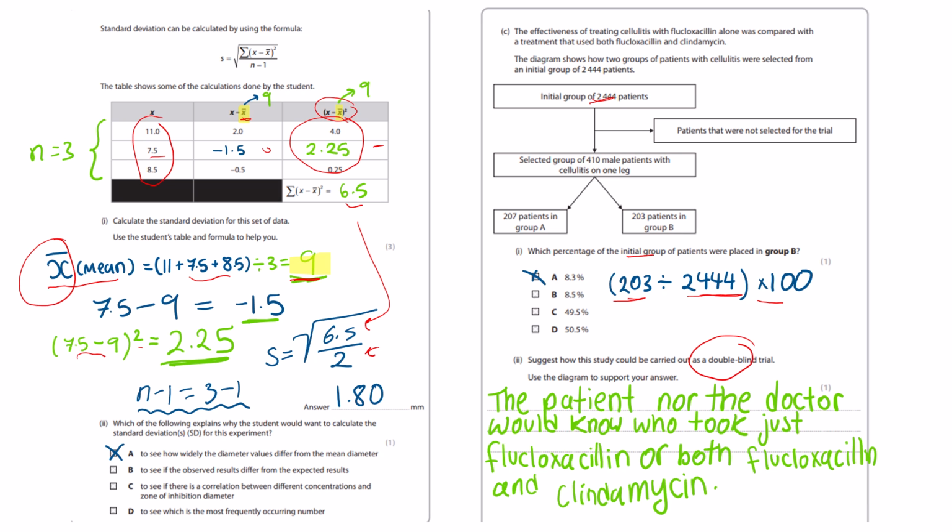Now, in the mark scheme, you are not allowed to say who took the medicine and who did not. You need to specifically write down the names of the medicine. It's an annoying thing that you have to do, just a lot of writing for 1 mark. But make sure to mention the specific medications by their name.